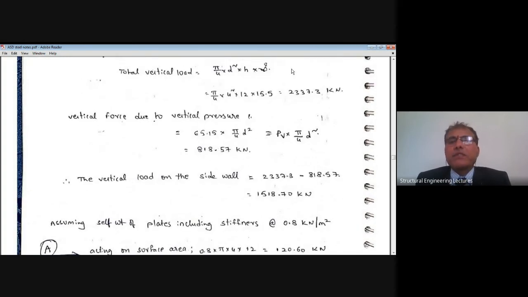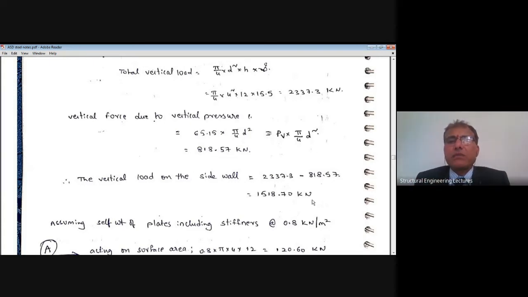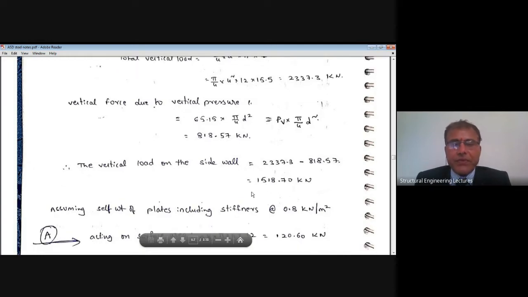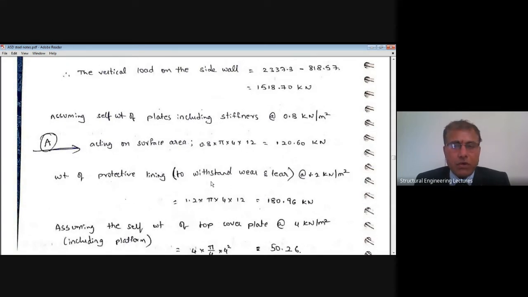Therefore, out of this 2337.3 total vertical load, the load due to vertical pressure itself is 818.57. Therefore, the difference of these two is the vertical load on the side plates, on the side wall. The difference now works out to 1518.70 kilonewton, which is the load.